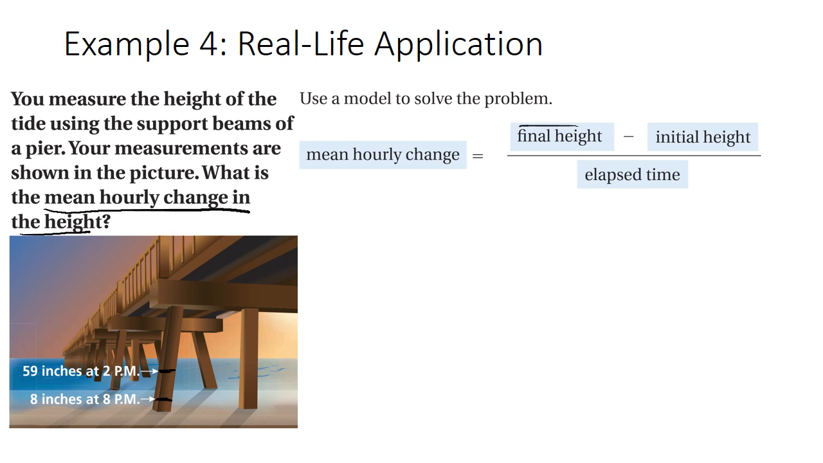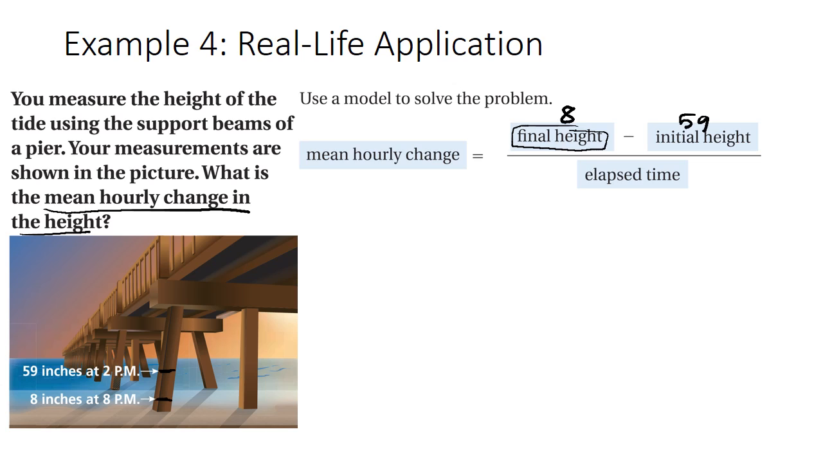So our final height is going to be the height at which it ended. So because 8 p.m. is after 2 p.m., that's going to be our final height. So that final height is going to be that 8 inches. Now it's going to be minusing our initial height, and the initial height is the height at which it started. So it's going to be starting at that 59 inches. And our elapsed time is going to be the time that it took. So as we're going from 2 p.m.